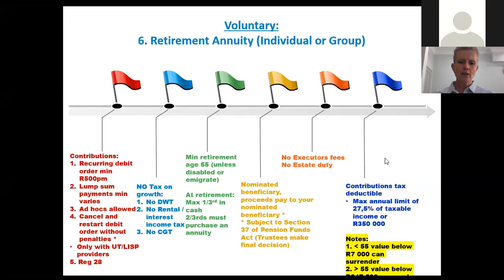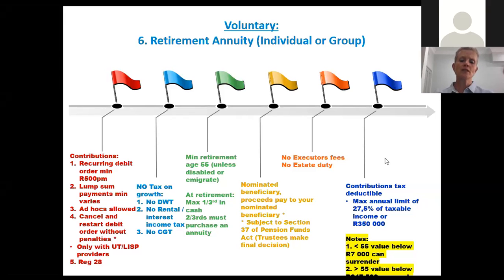Just a couple of things that you can note. The first is, if you are under 55 years old and you have a paid up retirement annuity policy with any service provider of less than 7,000 Rand, you can surrender it. You can cash it in, no tax. So if you've got any of those lying around and you just want to get rid of them, that's the maximum the value needs to be.